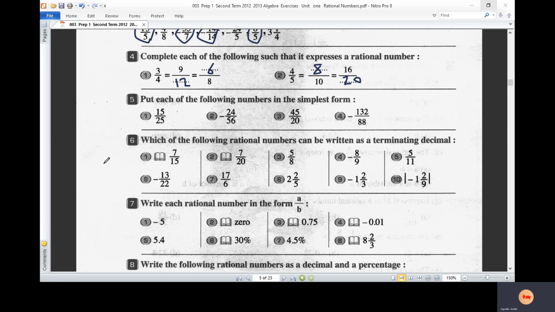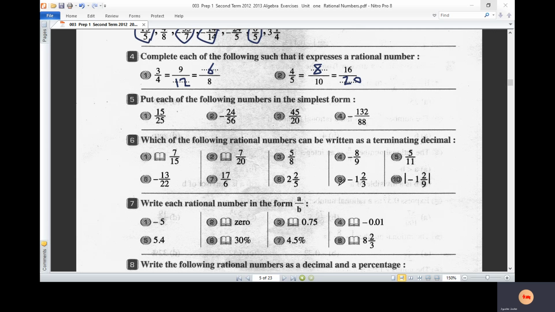5 over 8. You will multiply by 125, so it will be 625 over 1000. So it will be 0.625.